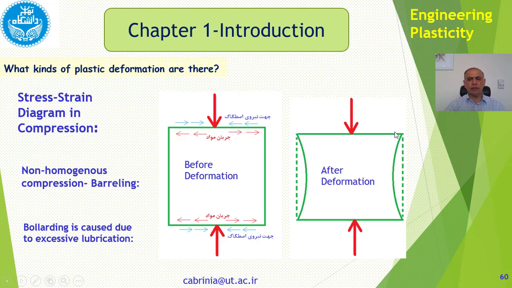It's because this is a free surface. But the atoms and crystals in here, they have neighboring atoms, neighboring crystals. They are surrounded by all these crystals all over the place, and therefore there is a barrier to their movement. But here, because we have a free surface, on the free surface we have no barrier to the flow of material if it is lubricated very well. Therefore the material flow in here will be more difficult than in here, and we get this phenomenon which is called bollarding.